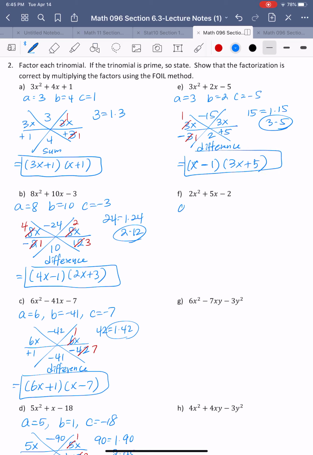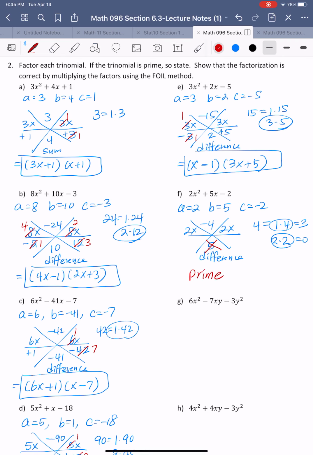And then A is 2, B is 5, C is negative 2. Same thing. 2 times negative 2 is negative 4, and 5 is the difference. And then 2x and 2x. So from the 4, I'm looking for a difference of 5. 1 times 4 and 2 times 2. But the difference is actually 3, and this difference is 0. So there's nothing that goes with 5. You're never going to get 5, so this is prime.